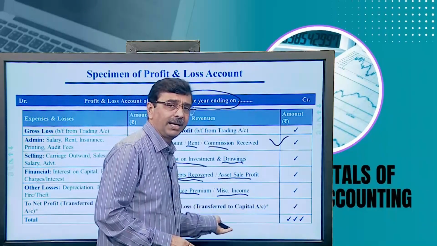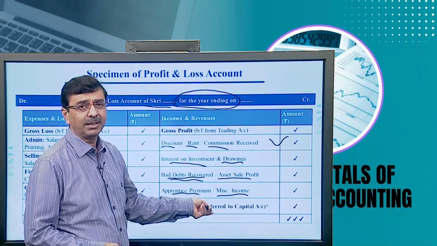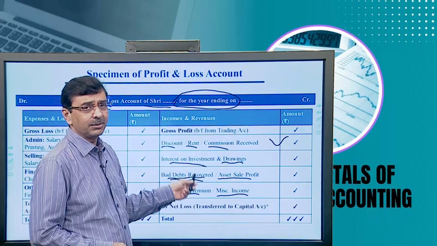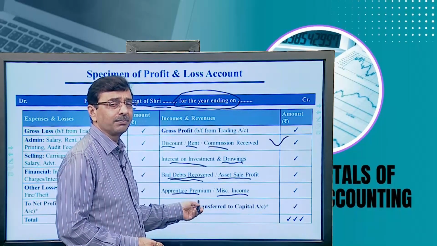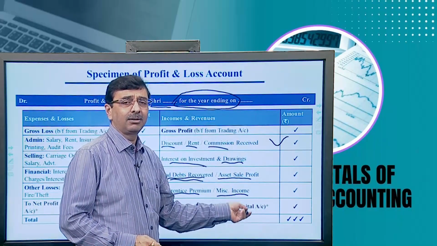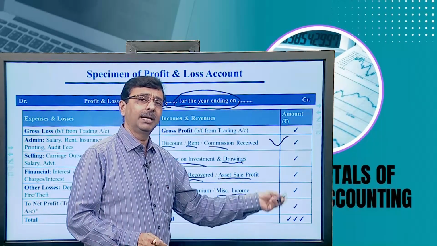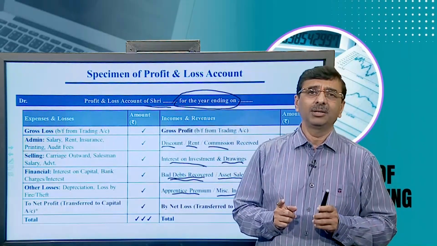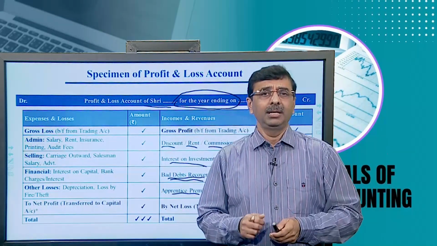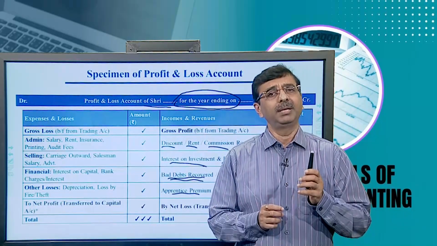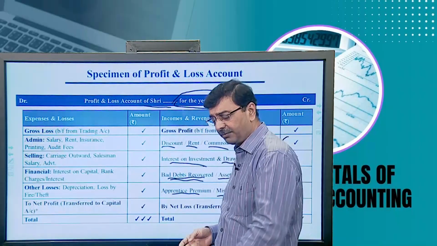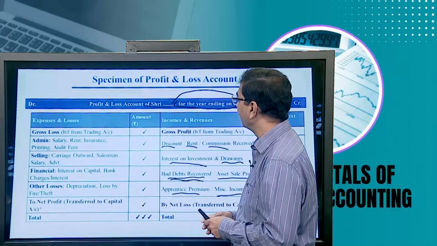And in case of a net loss, it will be written on the credit side because the debit is higher. So any loss, as net loss (transfer to the balance sheet in capital account). In case of profit, in the balance sheet it will be added to the capital. In case of a loss, it will be deducted from the capital. So this is your specimen of the profit and loss account.